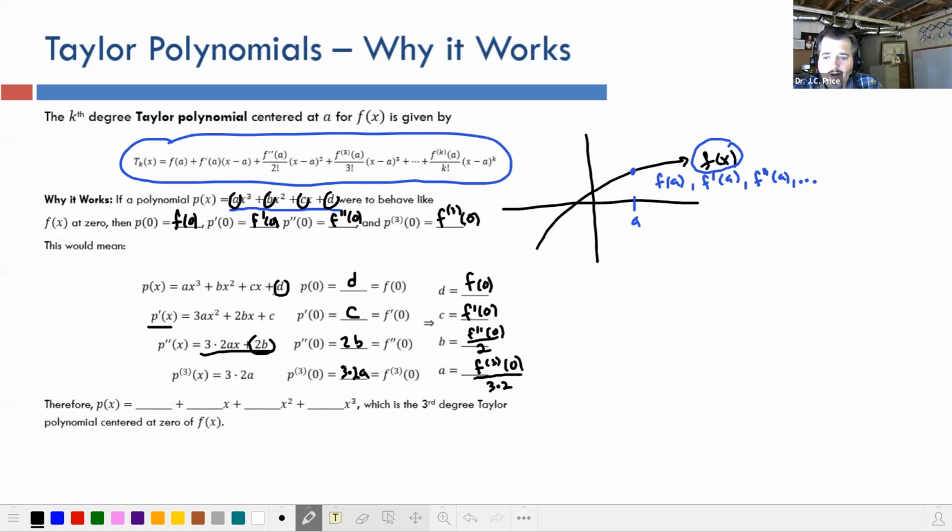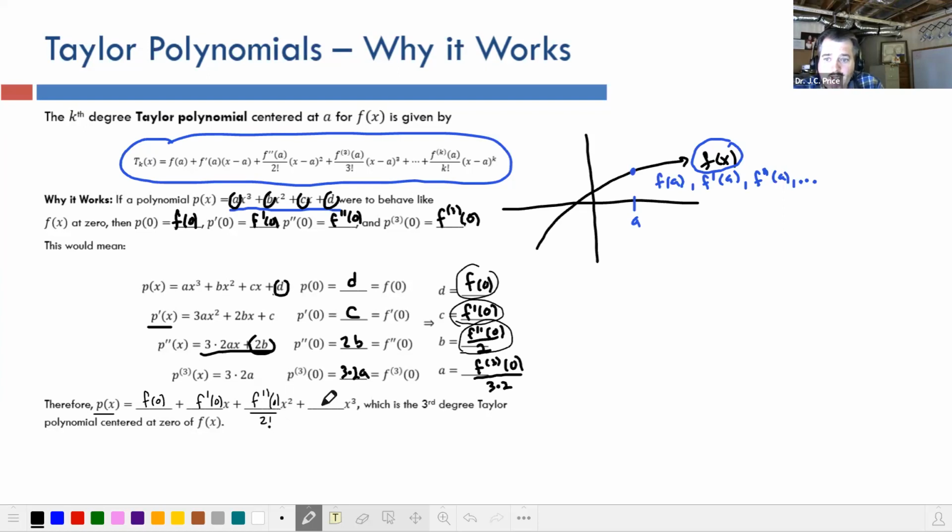And so now, I'm going to make this a little smaller here. So now, what can we do? So therefore, what's our p of x? Well, we know our D is f of 0, so I'm just going to write this backwards. So our D is f of 0. Our C is f prime of 0, so we'll put f prime of 0. And then our B is f double prime of 0 divided by 2, which you can write as 2 factorial if you want. So f double prime of 0 divided by 2 factorial.